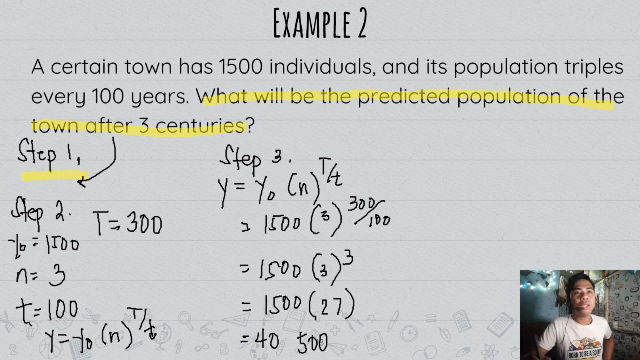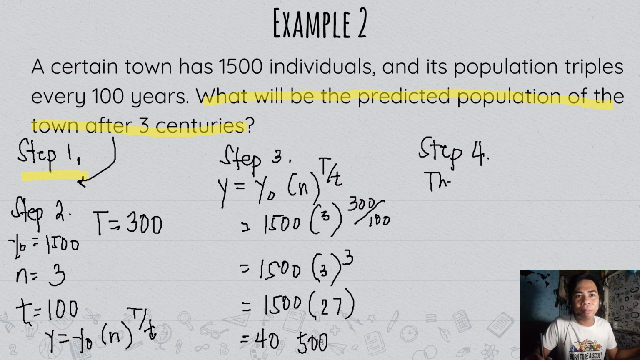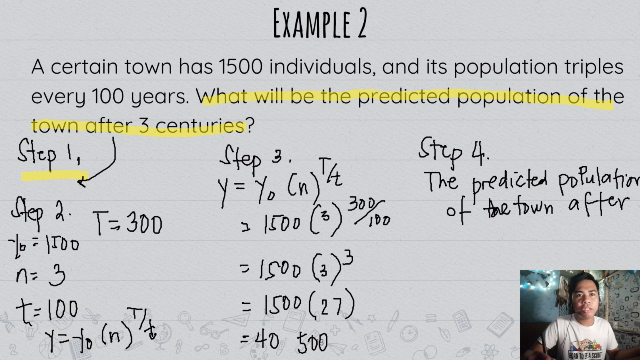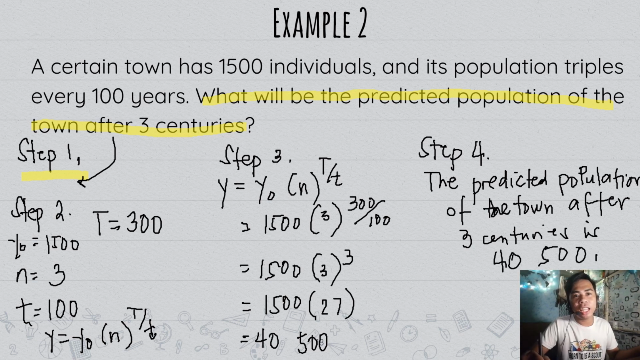That would be 40,500. So, step 4, what's the complete answer? Because all we need to do is to interpret our answer. The complete answer would actually come from the question. So, the predicted population of the town after 3 centuries is 40,500 individuals.